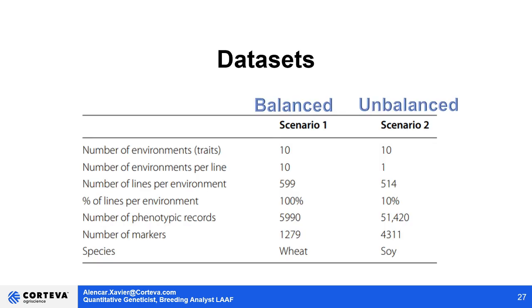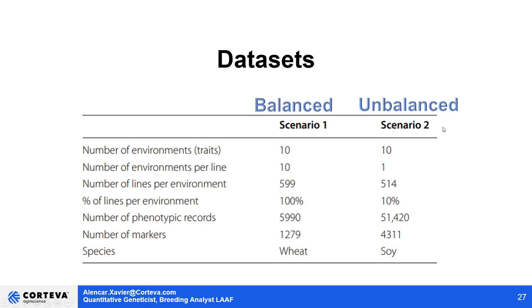We're going to look into two scenarios from two data sets that are publicly available. One is a wheat data set available in the BGLR package, and the other one is a soybean data set available in the SoyNum package in R. In the first scenario, we're going to use the genomic data available in the true data set and simulate phenotypes coming from 10 environments where all individuals have been observed in all environments. We are calling this the balanced data set because everyone has been observed everywhere.